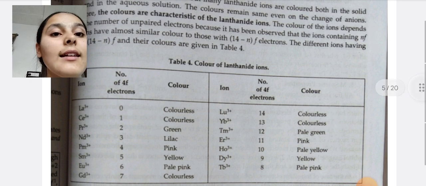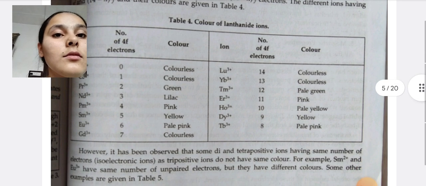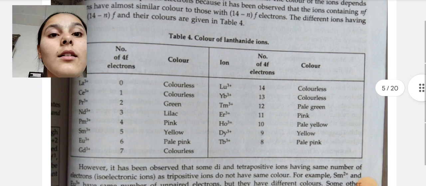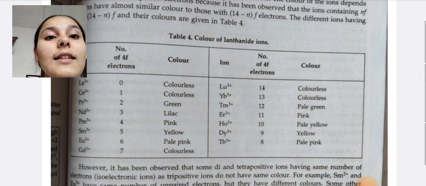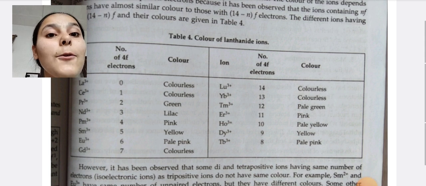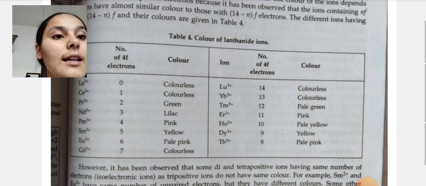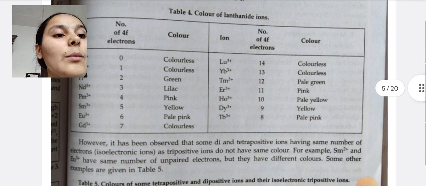Color of lanthanide ions. La3+ is colorless, Ce3+ is colorless, Pr3+ is green, Nd3+ is lilac, Pm3+ is pink, Sm3+ is yellow, Eu3+ is pale pink, and Gd3+ is colorless. Lu3+ is colorless, Yb3+ is colorless, Tm3+ is pale green, Er3+ is pink, Ho3+ is pale yellow, Dy3+ is yellow, Tb3+ is pale pink.